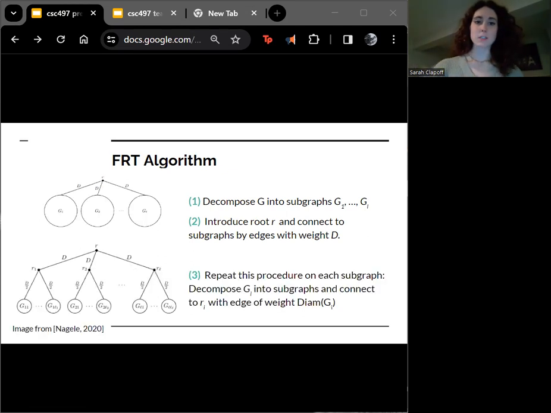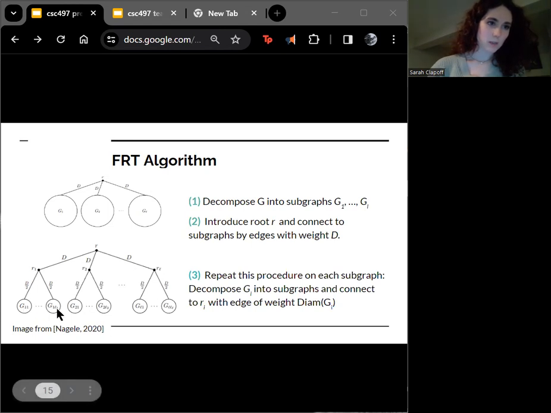Then we just repeat this procedure iteratively on each subgraph. So we look at G1 and we just do this again. We decompose G1 into subgroups, these subgroups here, G11 up to G1L1, and we introduce a new root R. We connect all of these subgroups with edges that have weights corresponding to the diameter of G1. So in that case, here we have D over 2, because at most the diameter of G1 is D over 2.